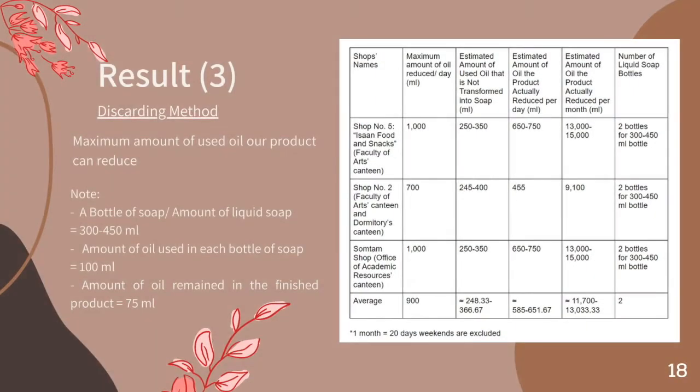Result 3. Maximum amount of used oil our product can reduce. A bottle of soap equals 300 to 450 ml. The amount of used oil in each bottle of soap equals 100 ml. The amount of oil remaining in the finished product equals 75 ml.